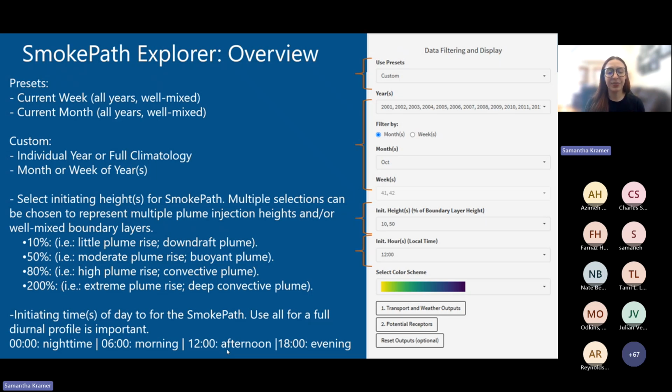And then lastly, the users can select as well the initialization time. If you know that your fire is going to be producing smoke for a full 24 hours, you can select all. However, if you know you're only going to have a short-lived, say, pile burn that is expected to last about half the day, you can also narrow in your expected smoke impacts for that time of day. And then lastly, you can also select your color scheme. That was added by request.